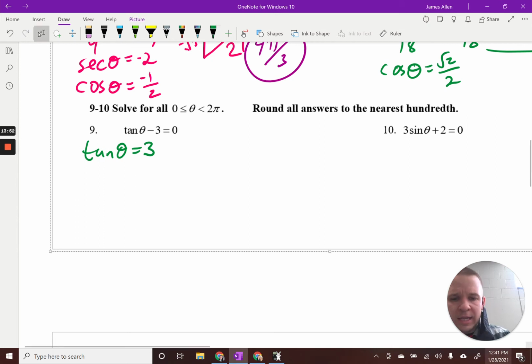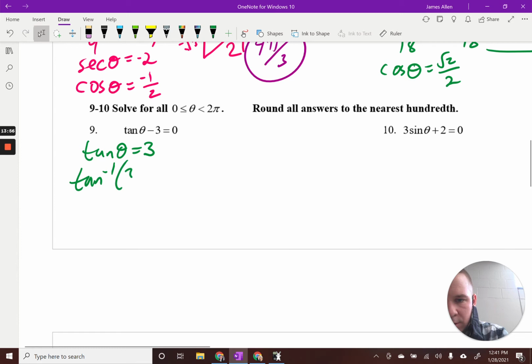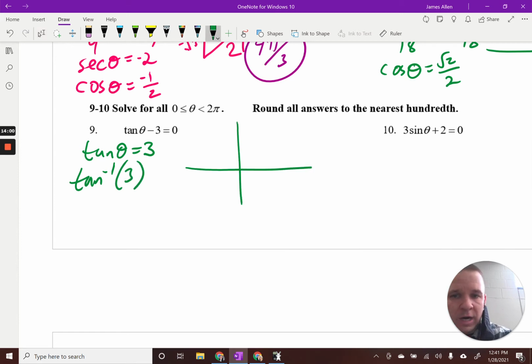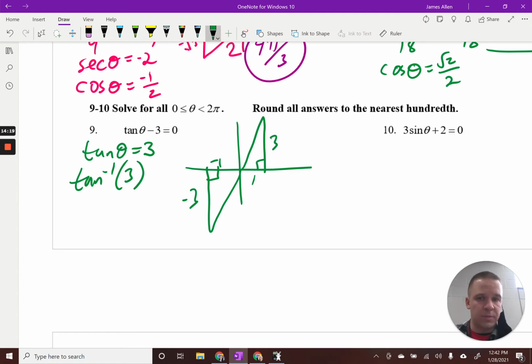There we go. And let's plug, so we're going to do tangent inverse of 3. Now, first off, that is opposite over adjacent, right? So I'd have something like this. I don't care what my hypotenuse is, but tangent's positive. Where else is tangent positive? In that quadrant right there. Okay, so my answers are going to come from my first quadrant and my third quadrant for this particular one.